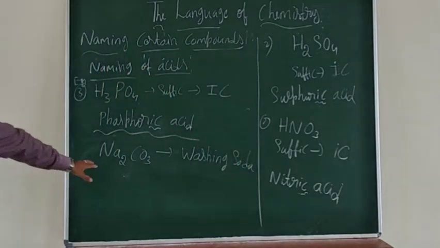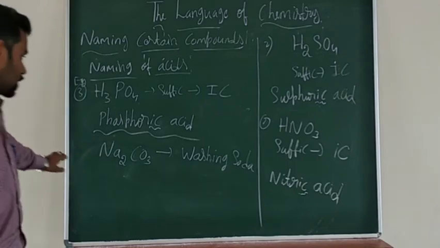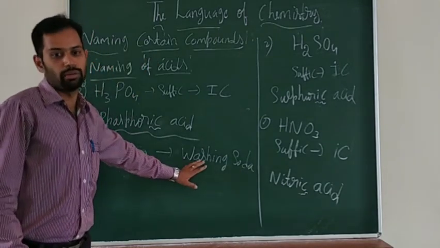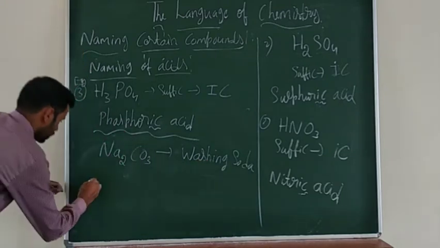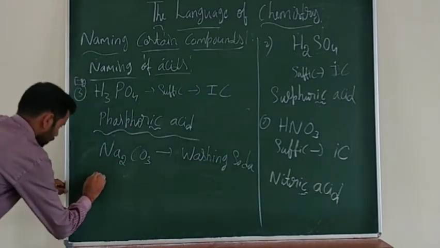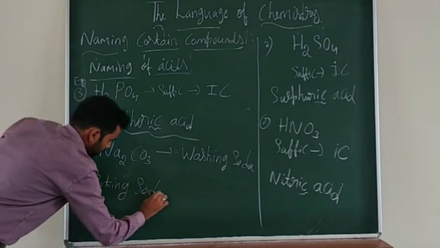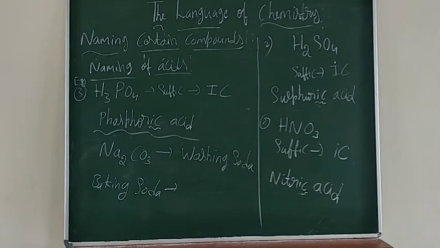So Na2CO3, sodium carbonate. The common name is washing soda. Okay, and one more, baking soda. You will have this in your kitchen. You will use this one, baking soda.